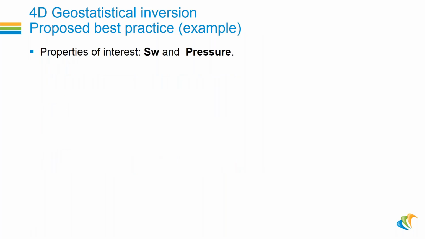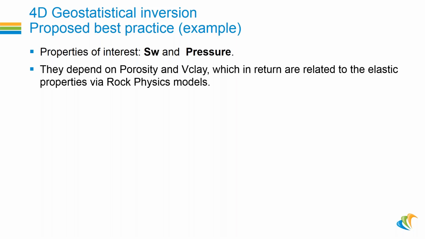For example, we want to find the water saturation and pressure changes, how much the water saturation and pressure will be changing in the monitors. So this depends usually on the porosity and VClay, which in turn are related to elastic properties using the rock physics model. So we can link water saturation, pressure, porosity, VClay, and elastic properties like VP, VS, and density using the rock physics models.